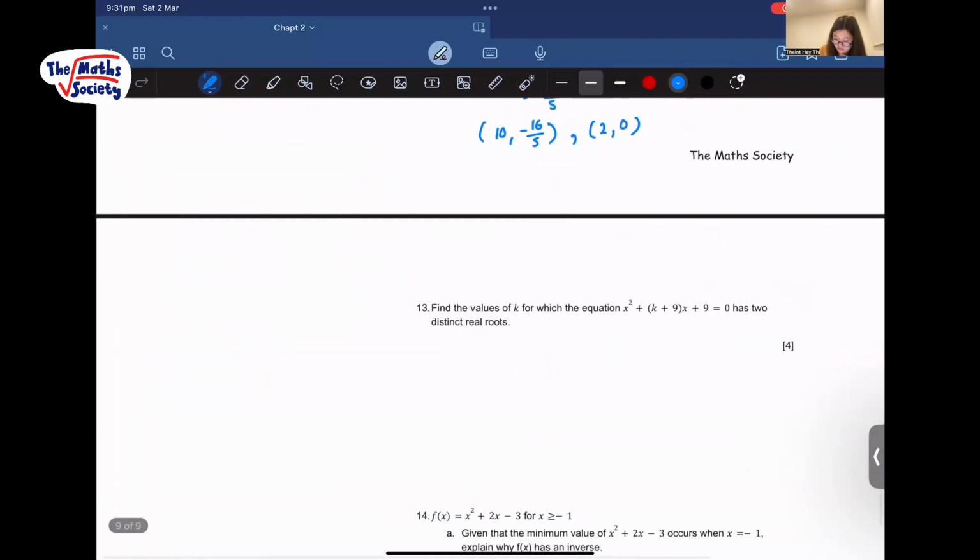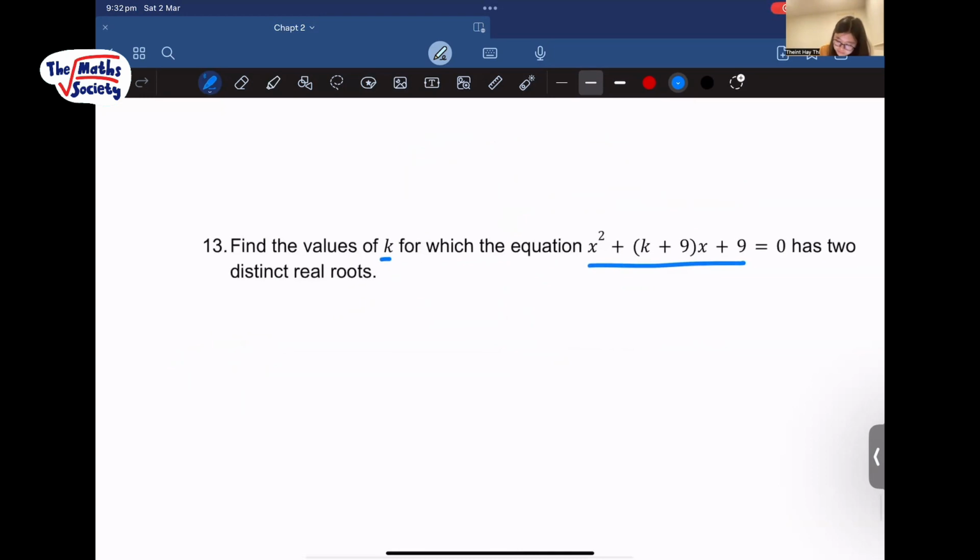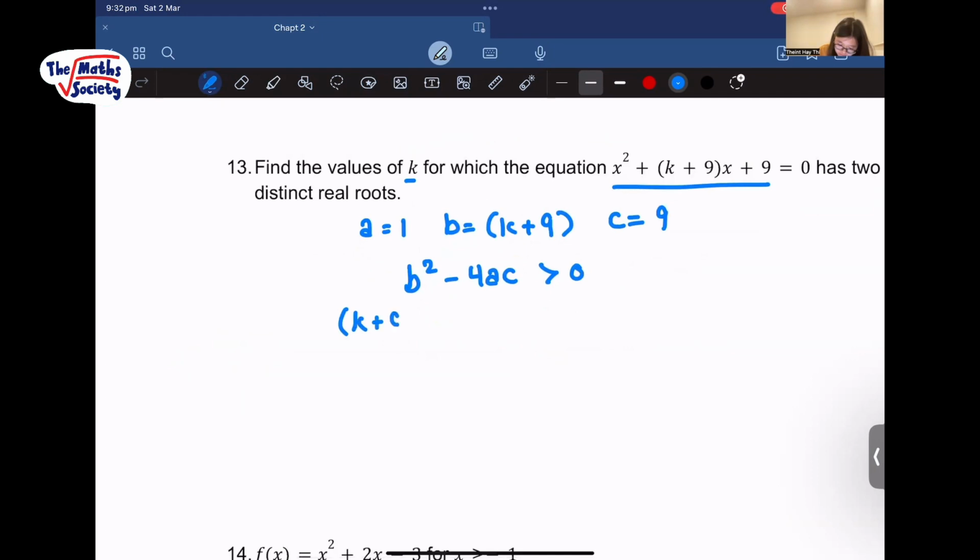And then we have question 13. So you have to find the values of k for which the equation x squared plus k plus 9 x plus 9 equals 0 has two distinct real roots. So we know that if it has two roots, then b squared minus 4ac is greater than 0. So a is equal to 1, b equal to k plus 9, and c equal to 9. Yep, b squared minus 4ac greater than 0. k plus 9 squared minus 4 times 1 times 9 is greater than 0.